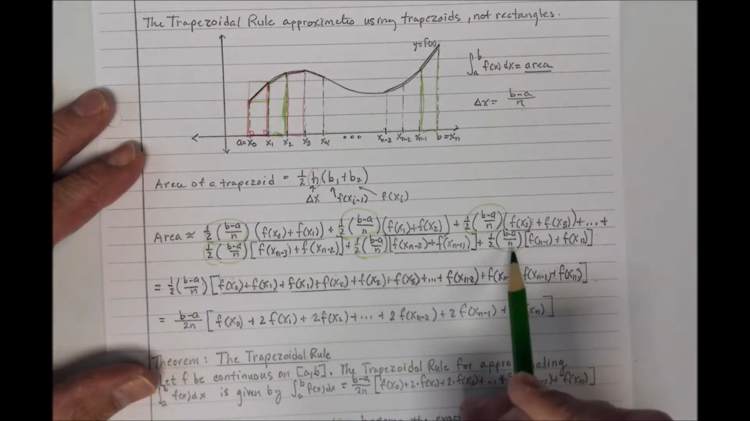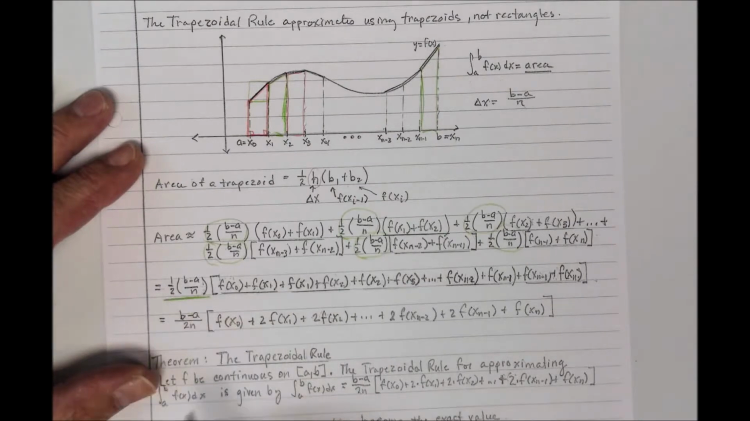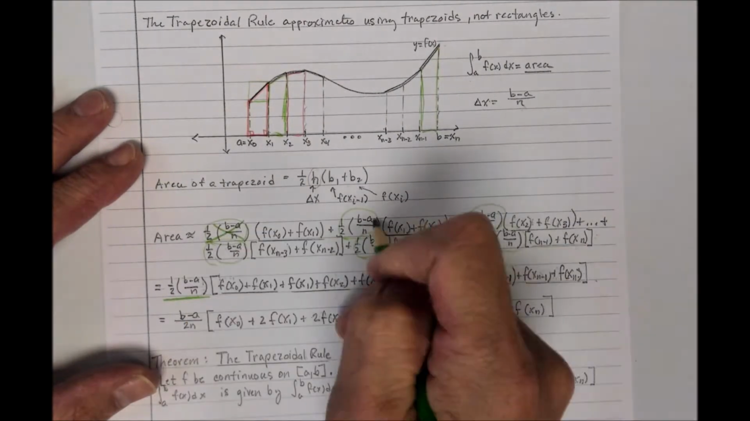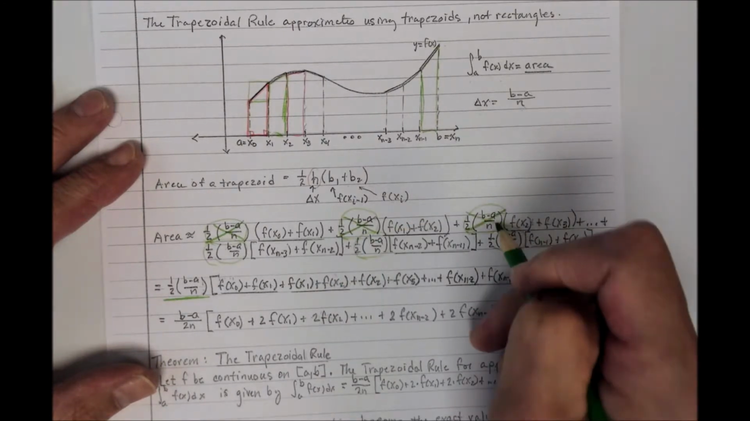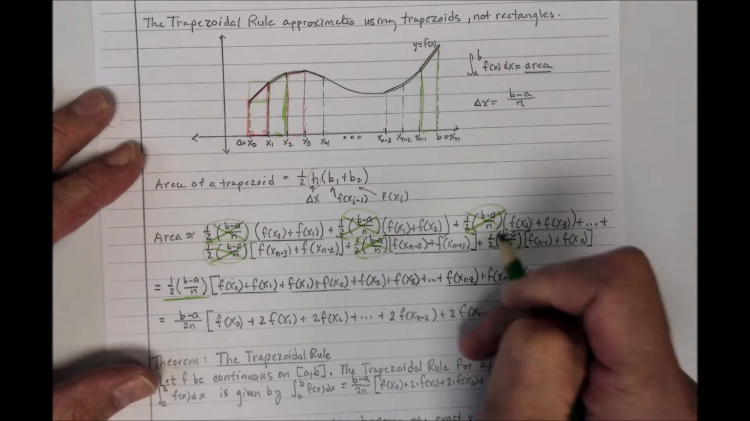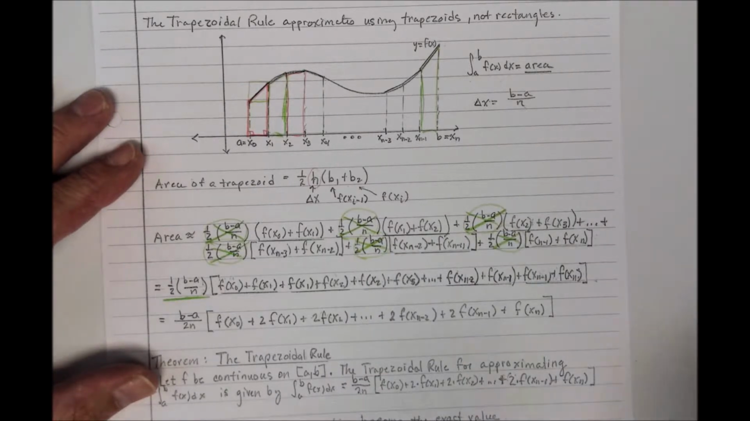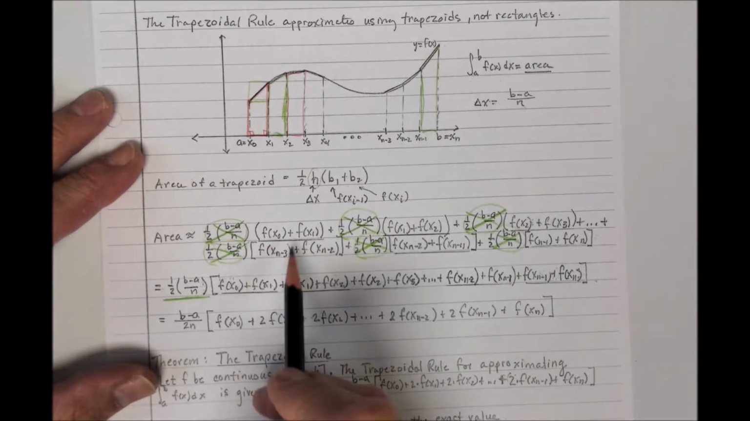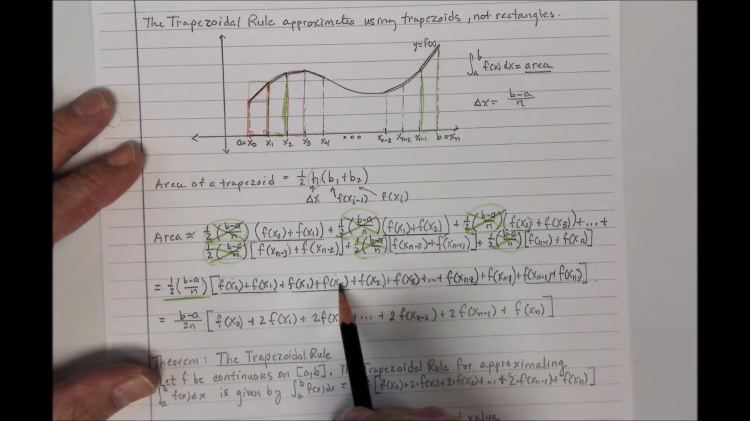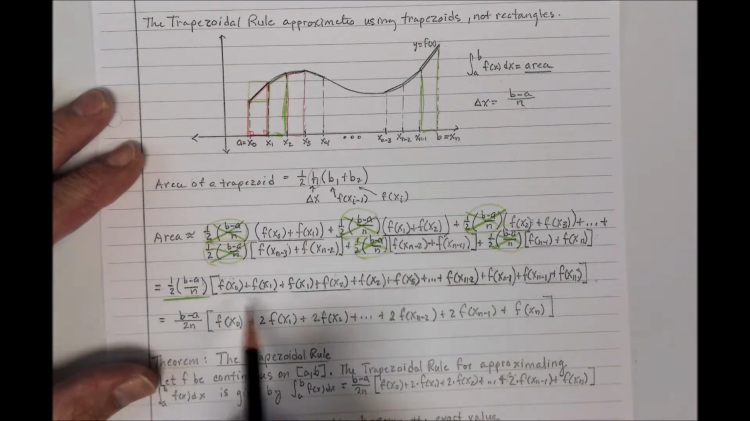I am going to factor that out right here. So if I factor that out, that means this is gone, this is gone, this is gone, dot, dot, dot, this is gone, this is gone, this is gone. What's left? Well, I have f of x sub 0 plus f of x sub 1. That's this guy. Then here, plus f of x sub 1 plus f of x sub 2. That's the second one. See, I've underlined them.